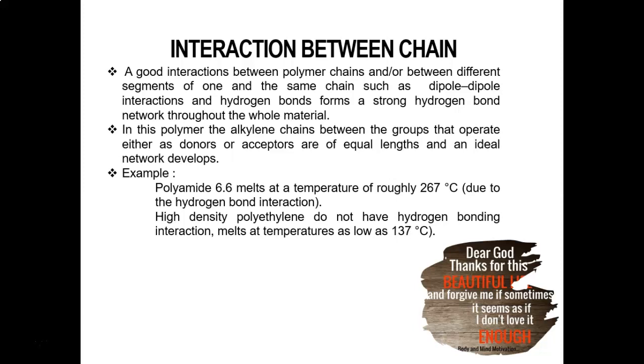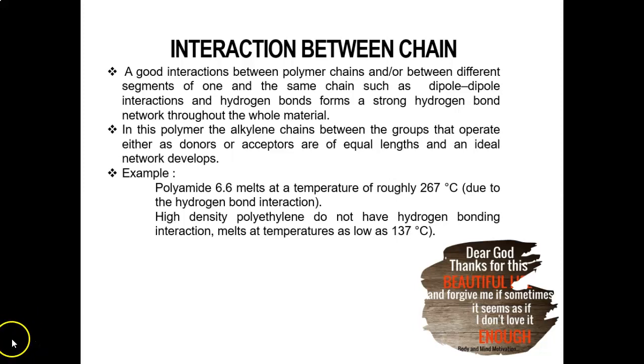For example, polyamide, which is nylon 66, melts at a temperature of roughly 267 degrees C due to the hydrogen bond interaction. While HDPE does not have hydrogen bonding interaction, it melts at a temperature as low as 137 degrees C.